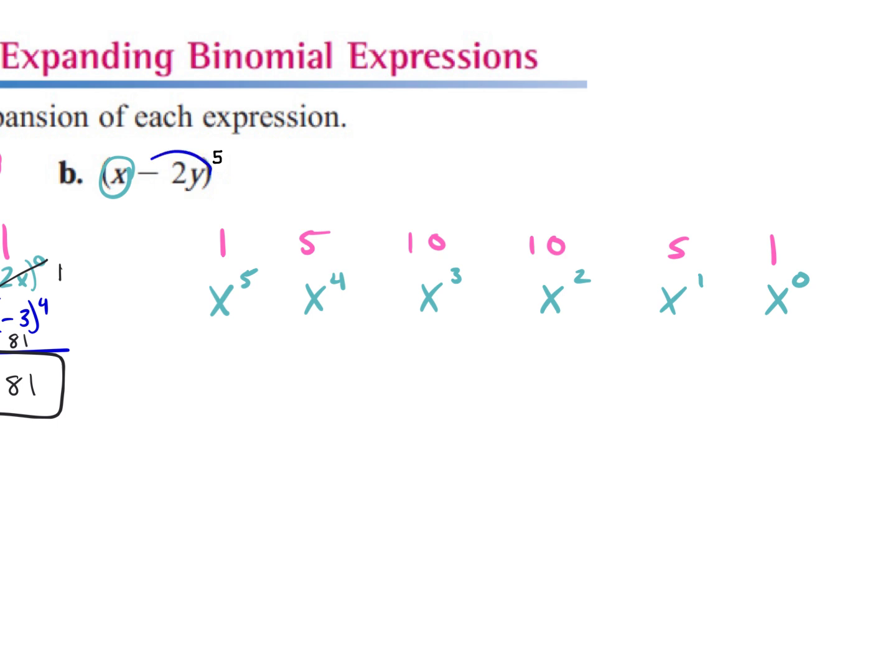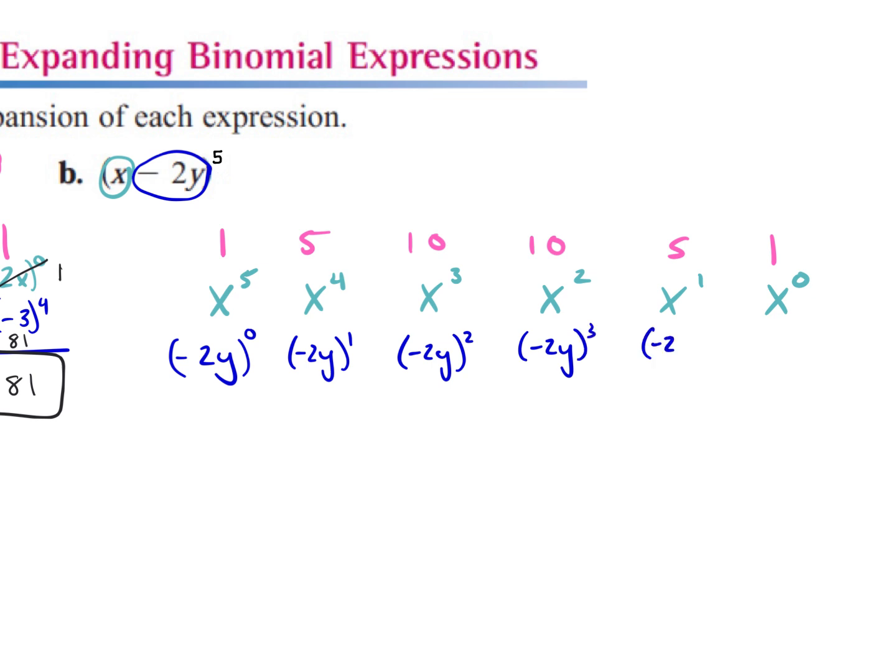My second term is going to be negative 2y. So negative 2y to what power? To the power of 0. Negative 2y to the 1st power, negative 2y to the 2nd power, negative 2y to the 3rd power, negative 2y to the 4th power, negative 2y to the 5th power.